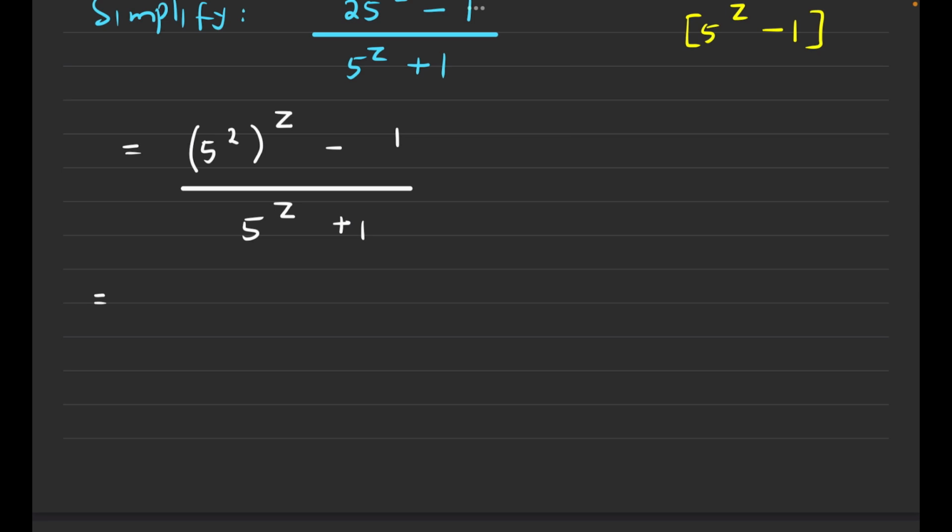So I'm supposed to be applying the power rule right now, right? So I'm going to say 2 times z. That's going to be 2z. But take note, guys, that if I write that in this fashion, 5 to the power z to the power 2, that is going to give me the exact same answer. Now I'm just going to say z times 2, which is the same as 2 times z. Can you guys see that? Then I'm going to minus 1 here, divided by 5 to the power z plus 1.